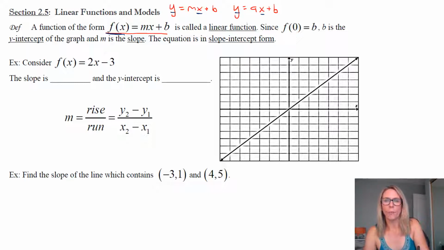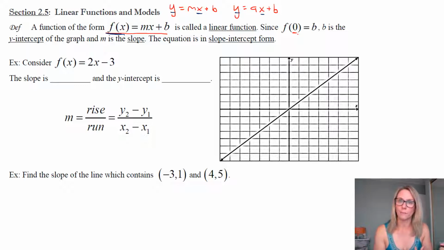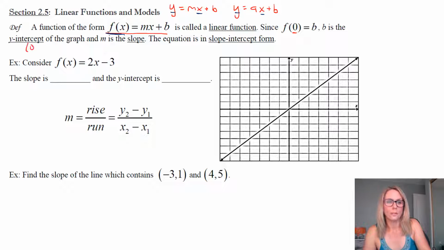So what we're being told here is when 0 is put in for the independent variable, so for x, we should get b. And that means that b is what happens when x is 0, which graphically speaking means that b is the y-intercept of the graph. So what that means is you have the point (0, b) on your line.